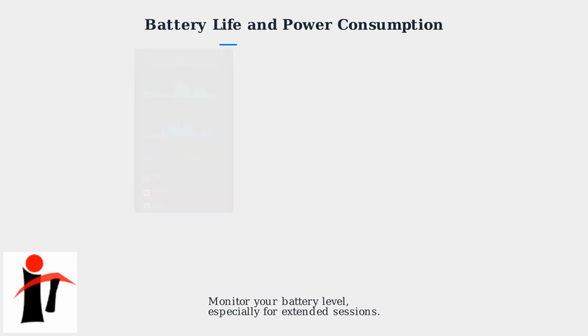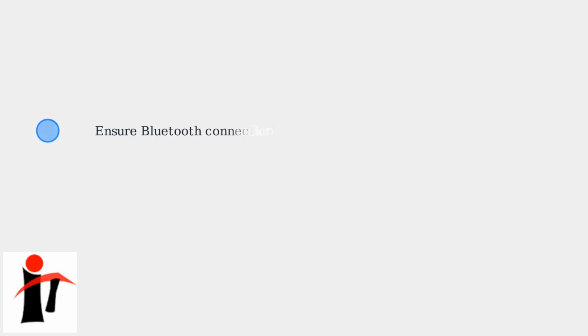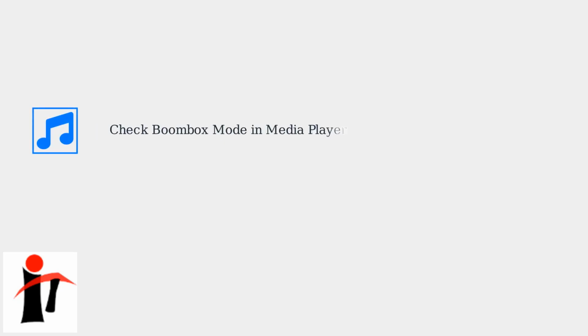Keep an eye on your battery level, especially if you're planning an extended Boombox session. You can check this through your Tesla's touchscreen or even monitor usage patterns on your phone's battery settings. If you're having trouble getting Boombox Mode to work, first ensure your Bluetooth connection is stable by checking that your phone is properly paired in the Tesla's settings. Next, check that Boombox Mode is selected as the audio source in the media player on the touchscreen.